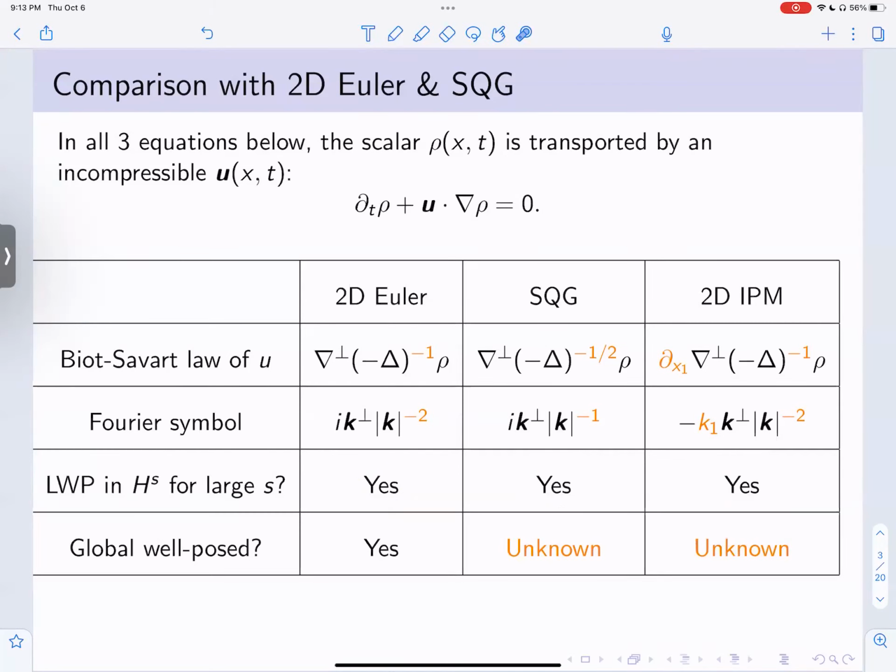But when it comes to global well-posedness, for 2D Euler it's well known that smooth initial data remains smooth forever, but that is an open question for the SQG equation. And actually, if the power here is changed to anything between Euler and SQG, that's also an open question. And for the 2D IPM, the global well-posedness is also open.